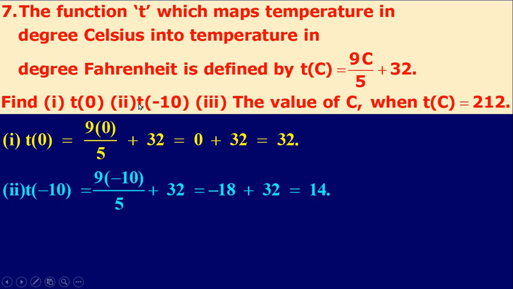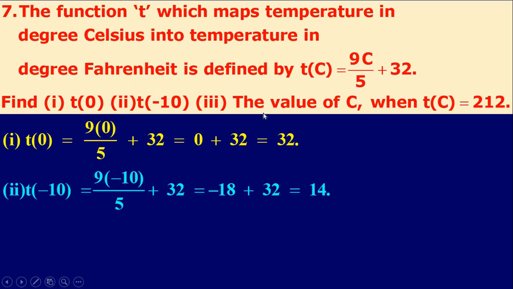So next problem, it is T of minus 10. Here we substitute C equal to minus 10. So T of minus 10 is 9 into minus 10 divided by 5 plus 32. 9 into minus 10 is minus 90. Minus 90 by 5 is minus 18. Minus 18 plus 32 is 14. So T of minus 10 is 14. Therefore, temperature minus 10 degree Celsius implies temperature is 14 degree Fahrenheit.